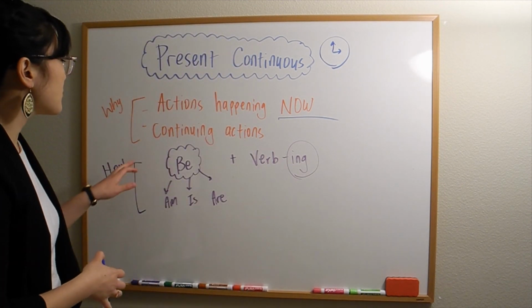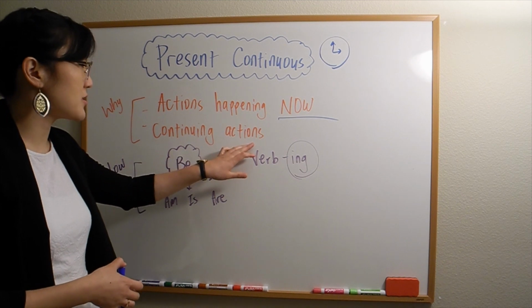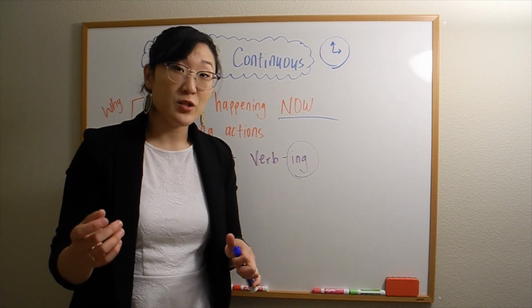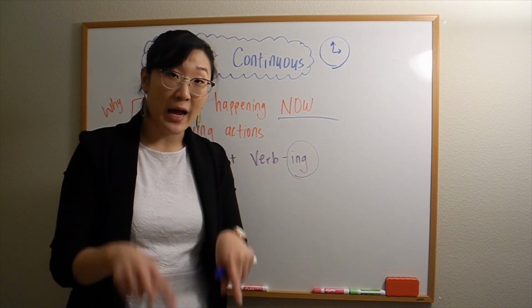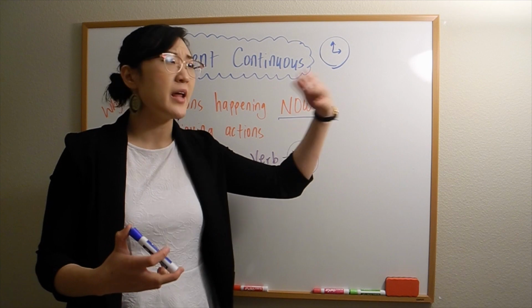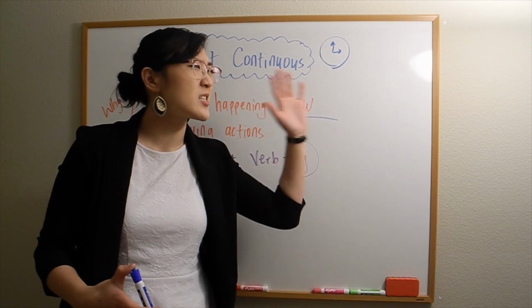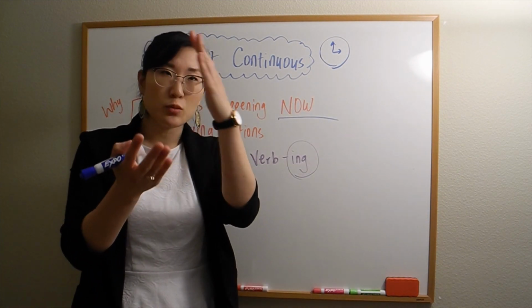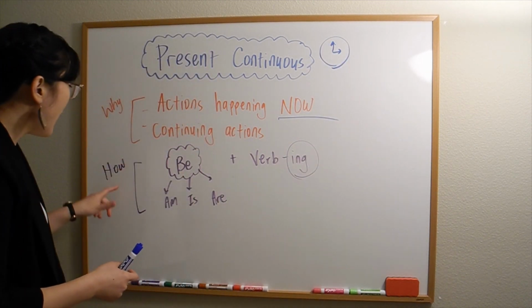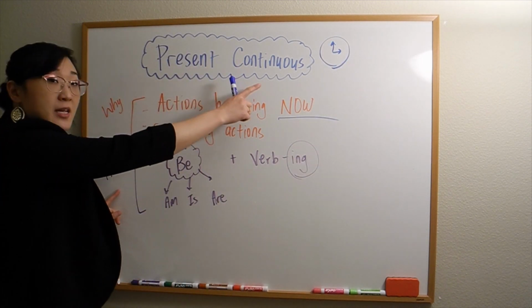It's also used for continuing actions, meaning we are studying English, right? We are studying English now. We are studying English tomorrow, next week, next month, next year, right? It's continuing, okay? Now, how do I use the present continuous?